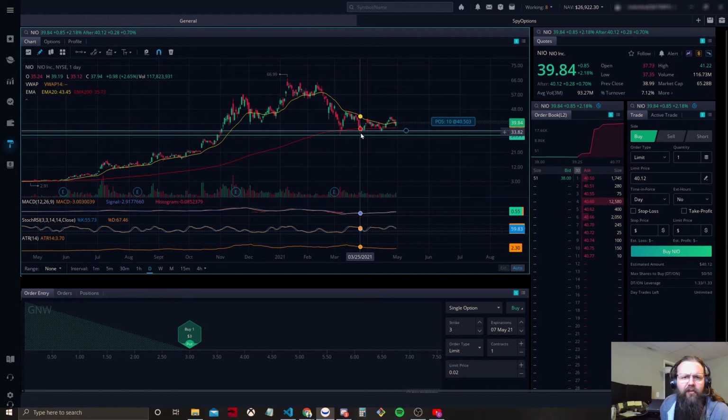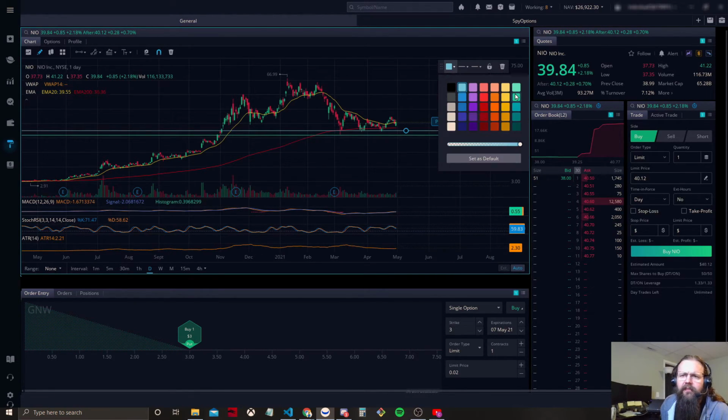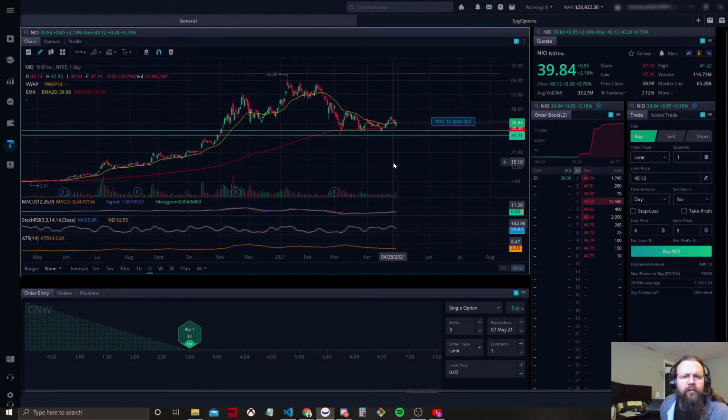See the bottoms of all those candles? Top of that candle? I feel like... We'll edit that out. This looks like, to me, a good area of support.